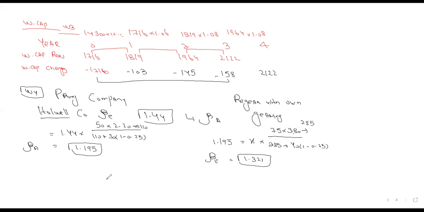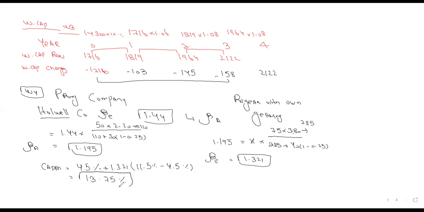Now put this figure into the CAPM. What was the risk-free rate? 4.5. And the beta equity is 1.321. Market return was given as 11.5%. RF is 4.5%. So when you compute, the cost of equity is coming as 13.75.